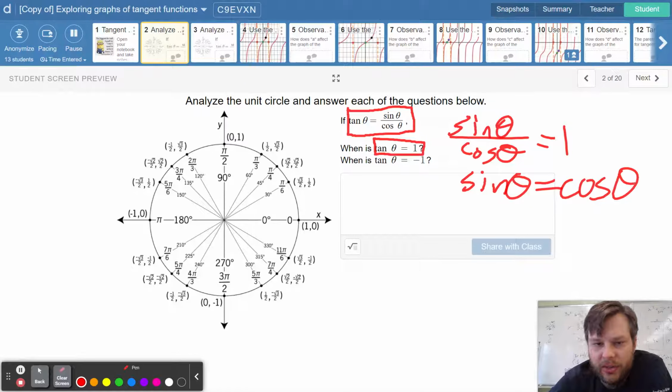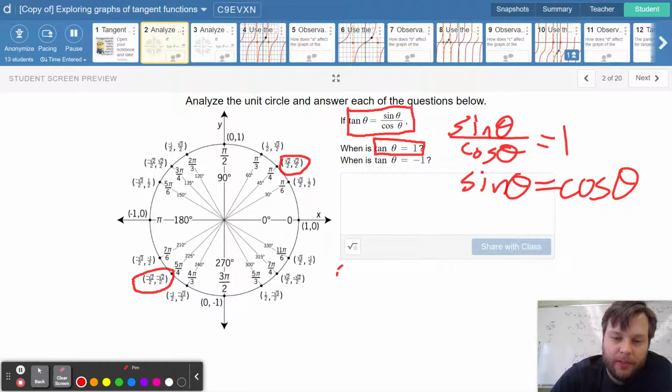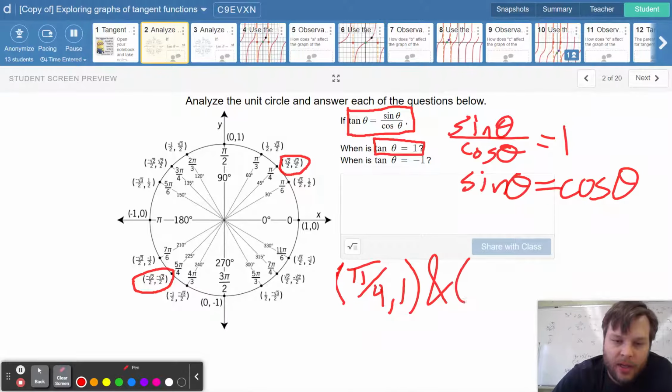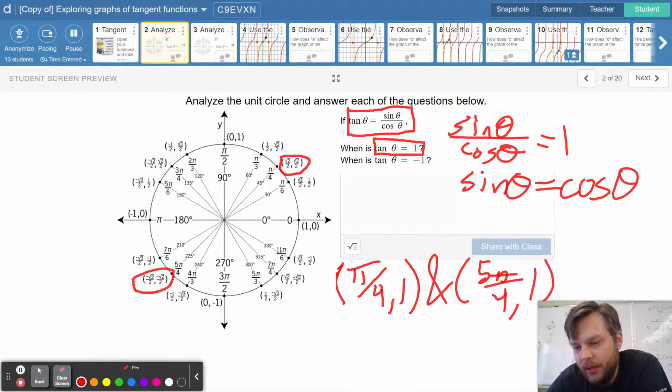Where is the sine equal to the cosine on the unit circle? 2 spots. Right here, they're identical. And down here, they're identical. So what we have really done is figured out 2 different angles that have a tangent of 1. Just like with all trig, we can add 2 pi as many times as we want. And so we have uncovered some of the points on the graph of tangent. Pi over 4, comma 1, and 5 pi over 4, comma 1. And of course, you can add 2 pi and add 2 pi in both directions. And so we will get another repeating graph.